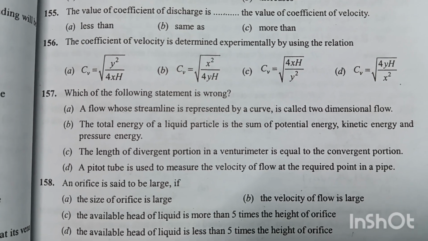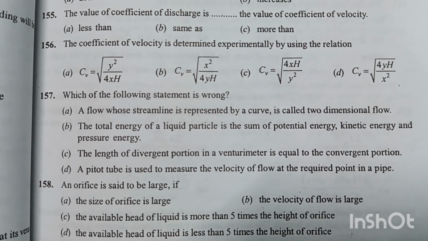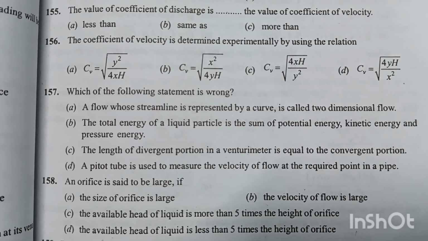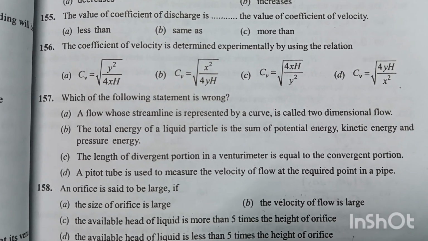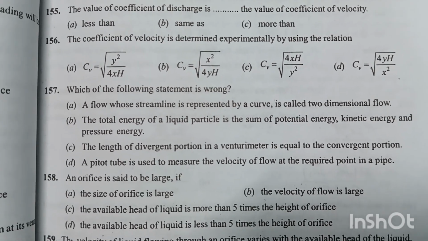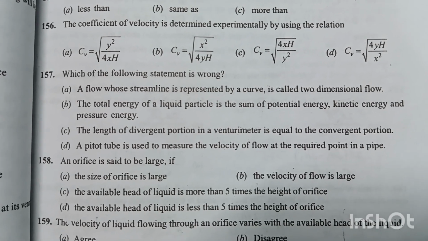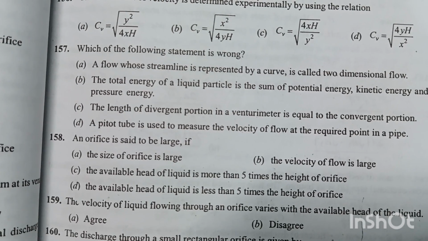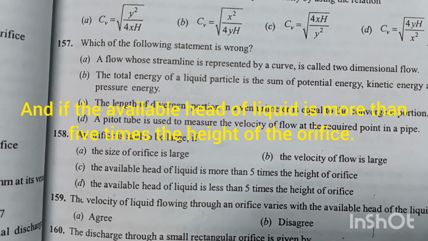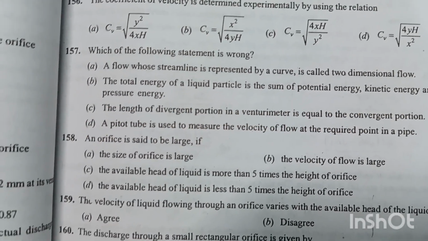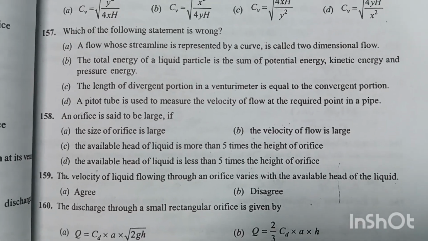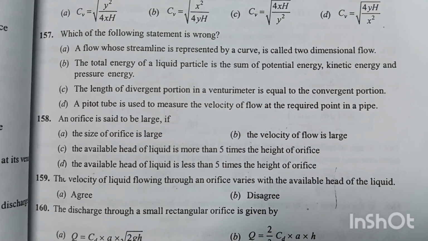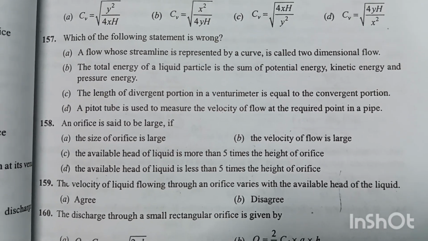And option D, a pitot tube is used to measure the velocity of flow at the required point in a pipe. Right. So option C is the right answer for this question, because this is wrong. Question number 158. An orifice is said to be large if the available head of liquid is less than 5 times the height of the orifice. Option D is right answer. Question number 159. The velocity of liquid flowing through an orifice varies with the available head of the liquid. Option A is right answer.